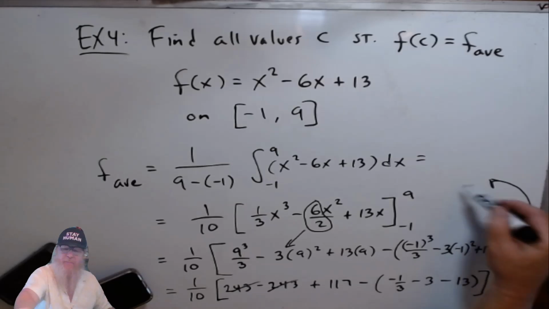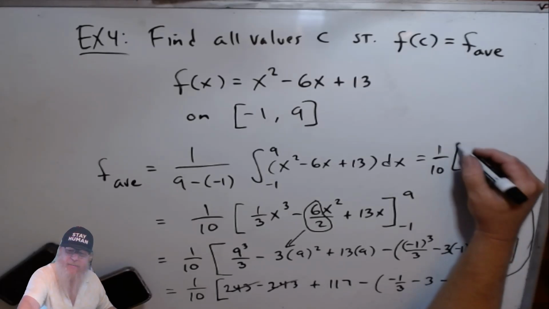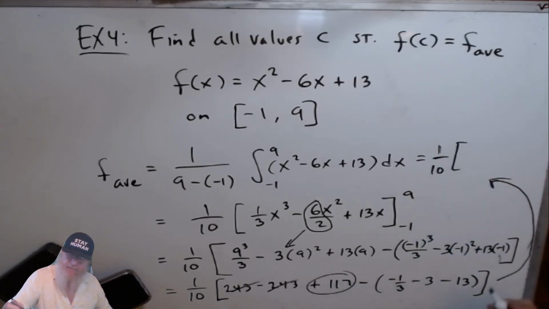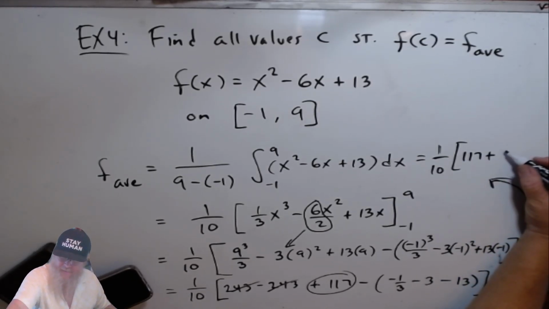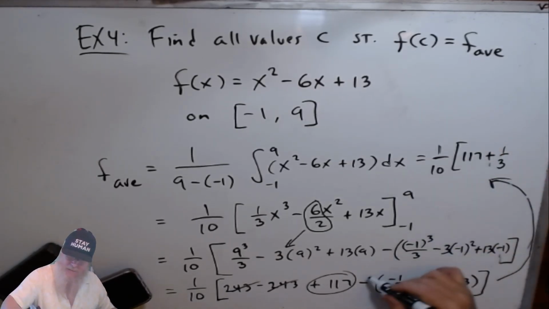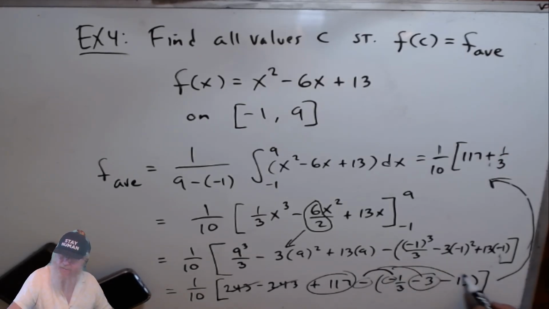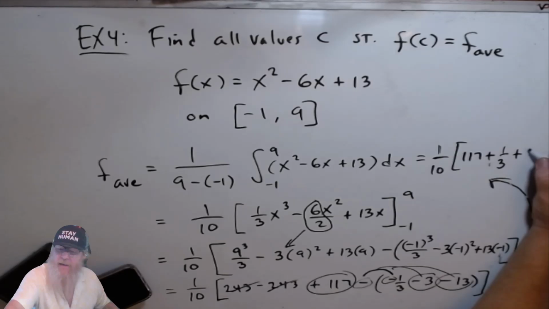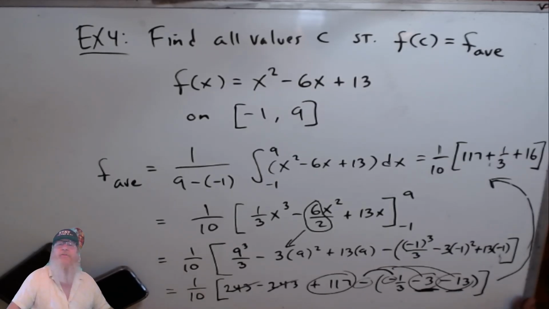I'm just coming up here to put my results. So I got 1/10 times 117 plus 1/3. Yeah, negative. So that's going to turn into a plus 1/3. Plus 3 plus 13. I'm running out of room, so I'm going to do plus 16, which is the 3 and the 13. They're both being added now.